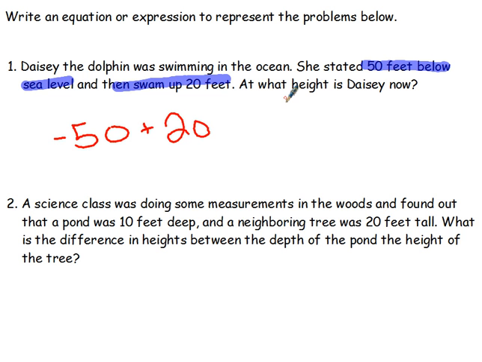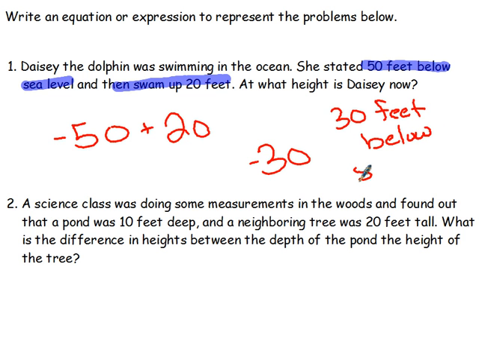And it's asking what height is Daisy at now. So negative 50 plus 20, different signs, so we subtract. So 50 minus 20 is 30. And we had more negatives, so it's negative. So now, at what height is Daisy? She is 30 feet below sea level.